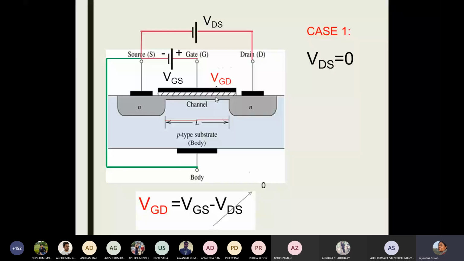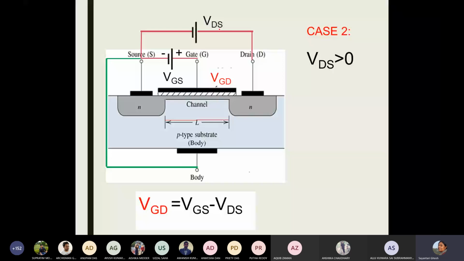But this scenario changes if I now start increasing VDS. VDS was 0. That means there was no current flowing in the circuit because there was no voltage to attract those carriers to the other side of the circuit. At this point, the channel was also uniform. But as soon as I start increasing the voltage VDS, let us make VDS a little bit positive because I need positive voltage to attract those electrons, the current will start flowing.